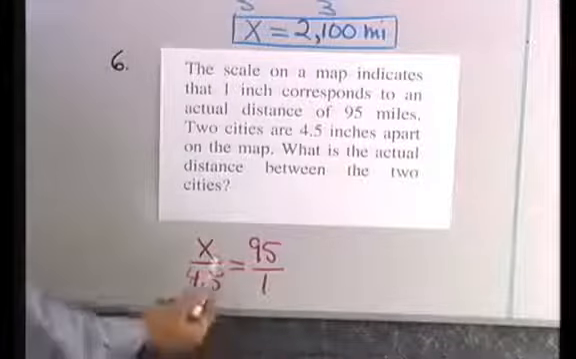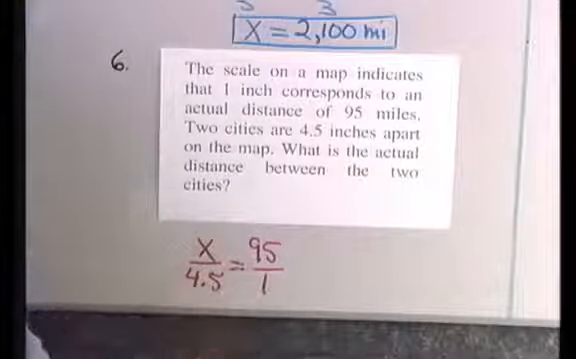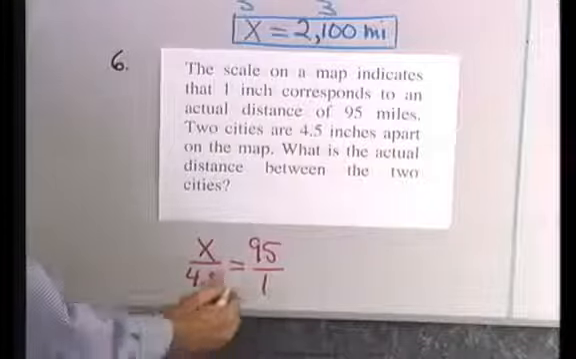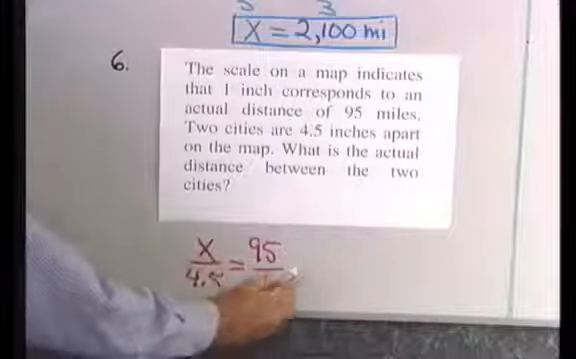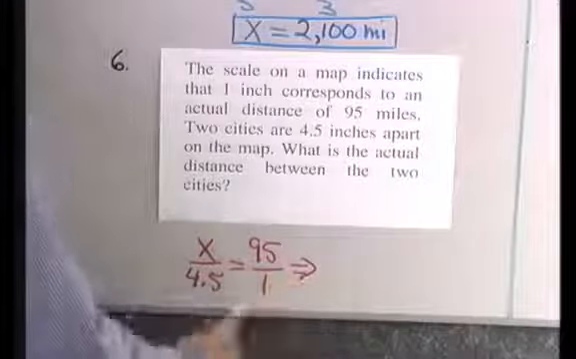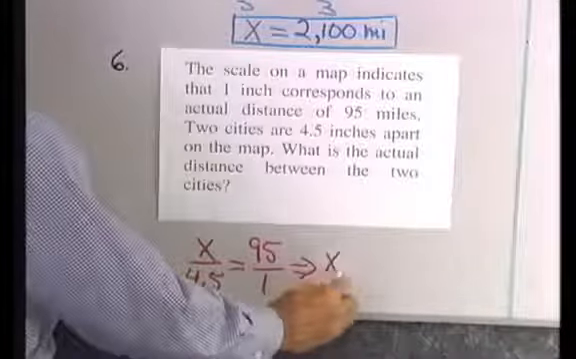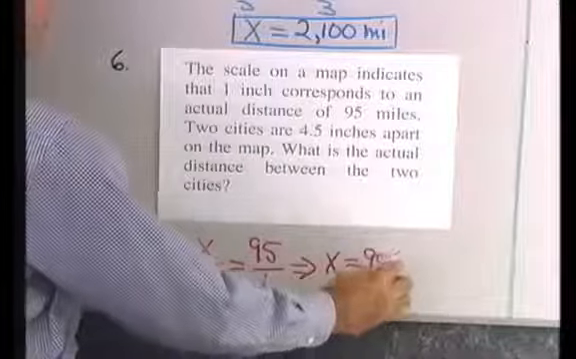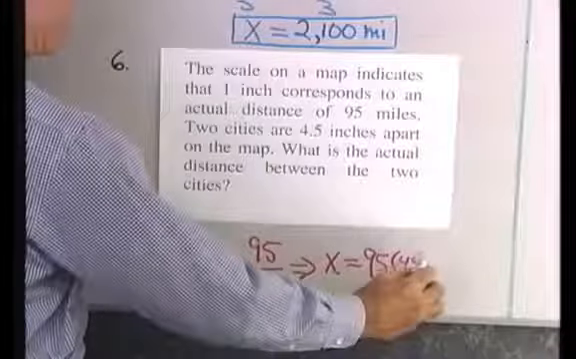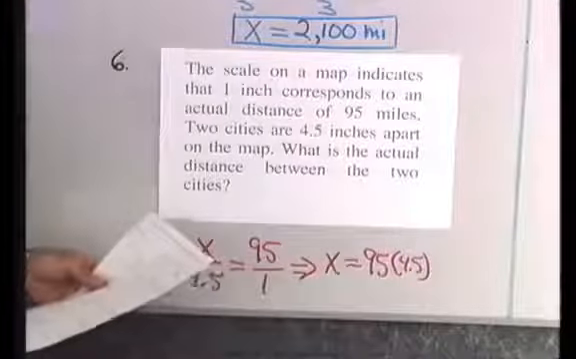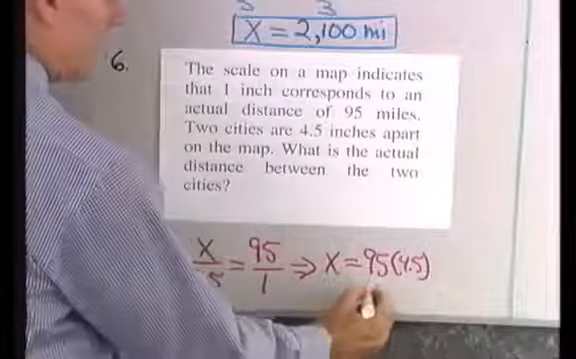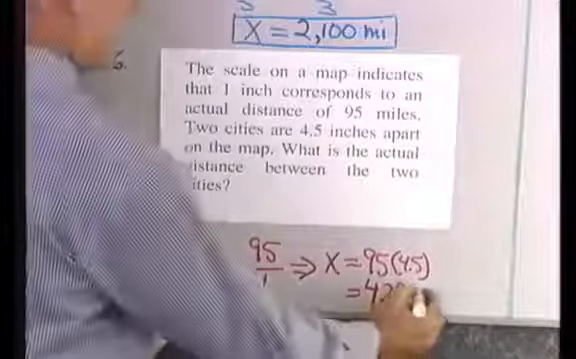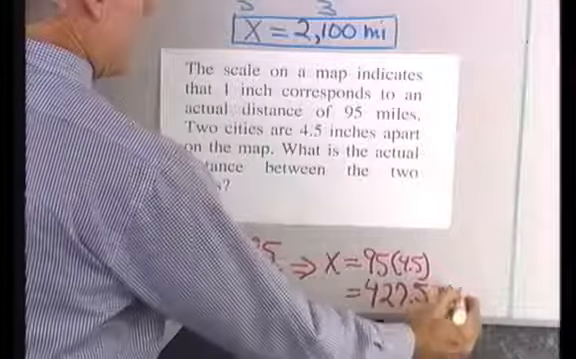on the map. So here I have miles to inches, miles to inches. That gives me a proportion that describes the situation. I'm going to use my means extremes property to multiply x times 1. So this implies that x times 1 is x is equal to 4.5 times 95. So 95 times 4.5. And if I do that multiplication, I end up with, let's see, 427.5 miles.